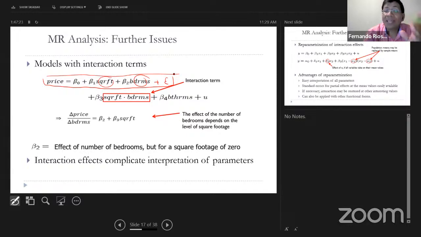Probably not. You want a balance between how big the house is and how many bedrooms they have. So you need to allow for that interaction in your model.